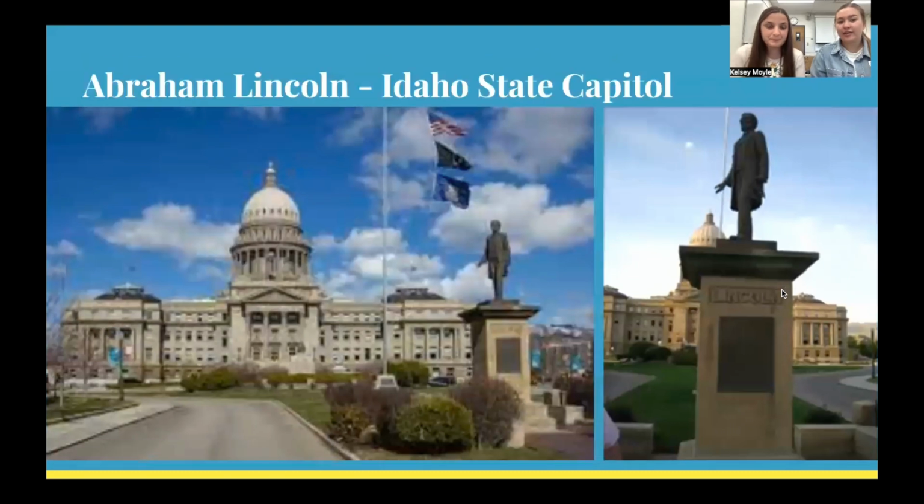This one right here is a statue of Abraham Lincoln at the Idaho State Capitol. George Washington. I'm so sorry. Abraham Lincoln did a lot to help Idaho in the founding of its government. We see him as a great symbol for that, and that's why we have a statue of him in the front.